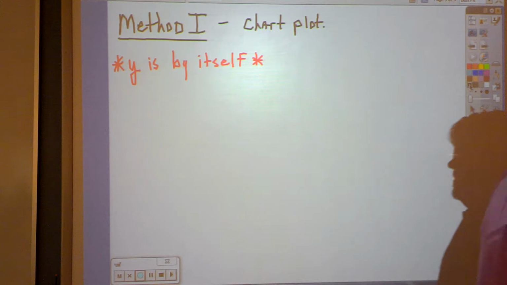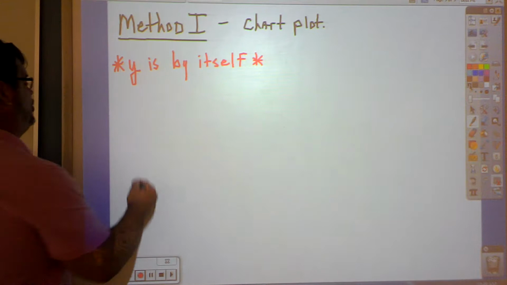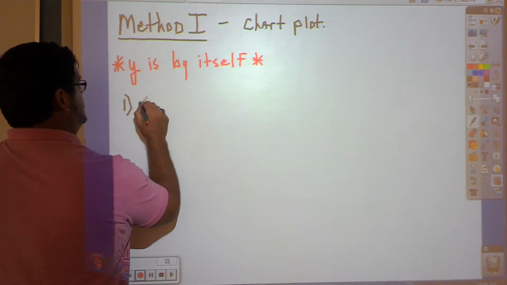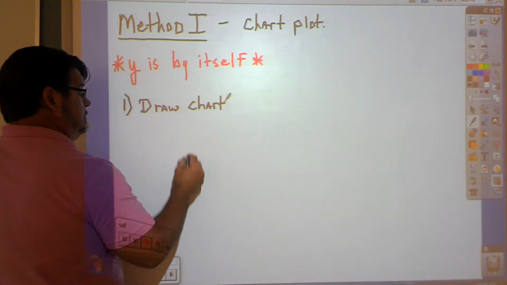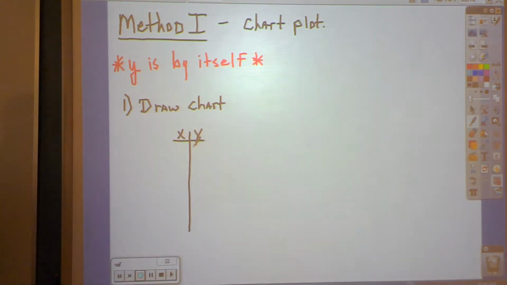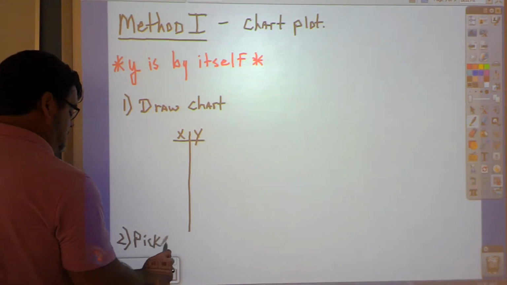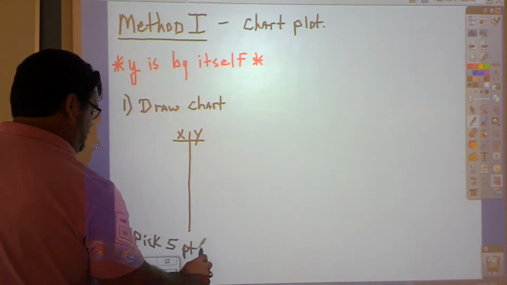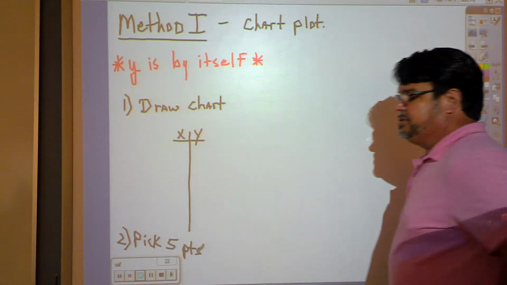First thing you do is make sure y is by itself. The second thing you do is you draw a chart. Put an X there and a Y there. Here's what everybody goes, oh yeah, I remember doing that back in pre-algebra. And then you pick, I tell students to pick 5 points. Lazy students, they don't pick 5 points and then they get mad when they get it wrong. But most of the time I tell students to pick 5 points.